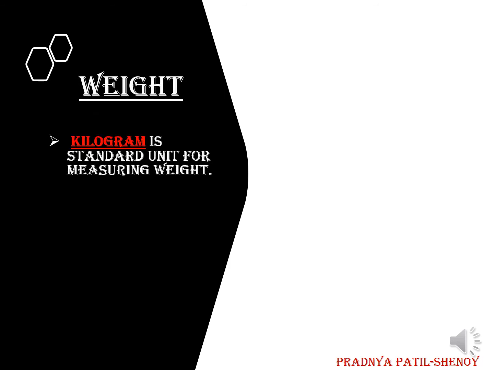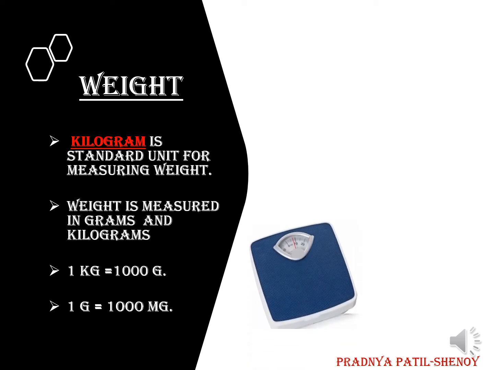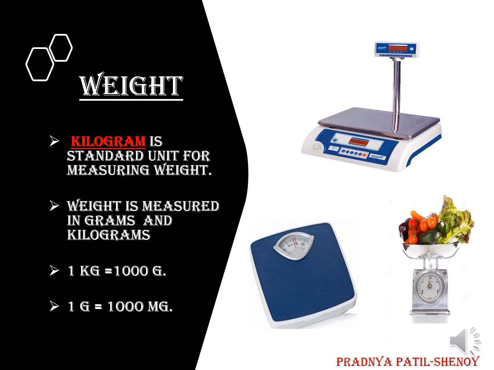Let us now learn about measurement of weight. Kilogram is the standard unit for measuring weight. Weight is measured in grams and kilograms. 1 kilogram is equal to 1000 grams. 1 gram is equal to 1000 milligrams. You can see the tools or weighing scales that are used to measure the weight of objects or things.